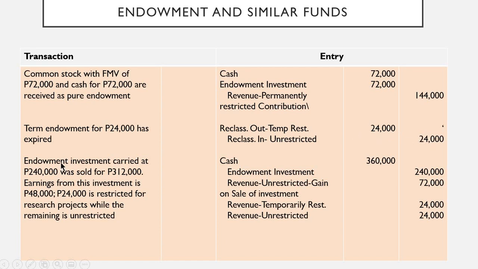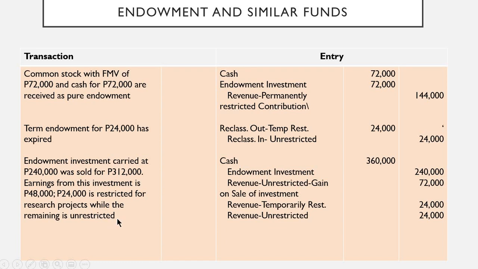Yan. Now, endowment investment carried at 240,000 was sold for 312,000 pesos. So, meron tayong endowment investment na dispose, no? The carrying amount of which is 240, nabenta for 312. So basically or technically meron tayong gain dito, net gain on the disposal of an endowment investment. Earnings from the investment is 48,000, so merong earnings sa investment. 24,000 is restricted for research projects, while the remaining is unrestricted.